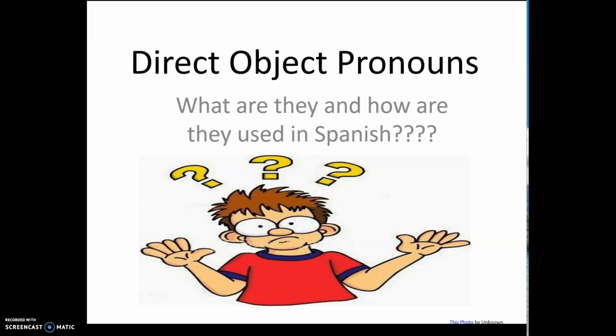Direct object pronouns. What are they and how are they used in Spanish? I'm guessing it's been quite a long time since you've thought about direct object pronouns. Remember that class called Language Arts? Probably it was in elementary school, or at best in middle school, when you last had a class in language arts and talked about subjects and predicates and direct and indirect objects. So we are going to review that.